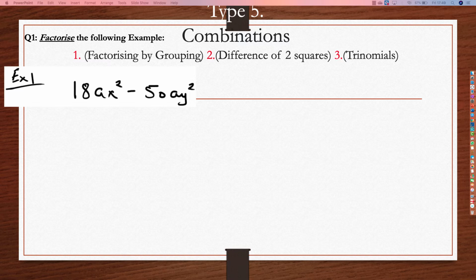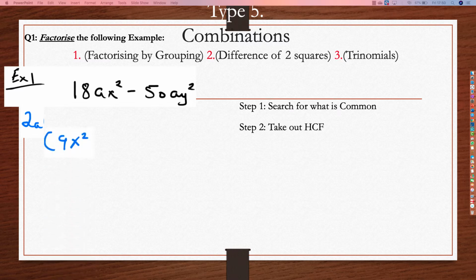That's why it's a combination. We can take 2a out to the outside. So there's your 2a. Killian, what do we get if we divide 18a squared by 2a? Good man. Steve, what multiplied by 2a gives minus 50ay squared? 9x squared minus 25y squared. Right. And let's spot what we're going to do then.